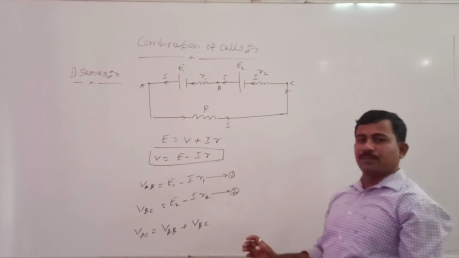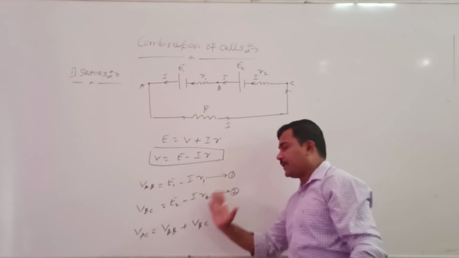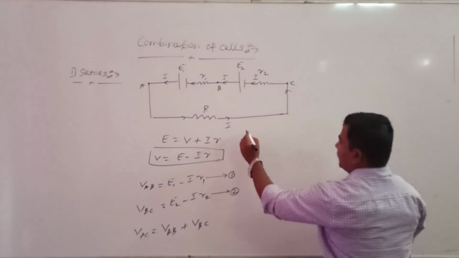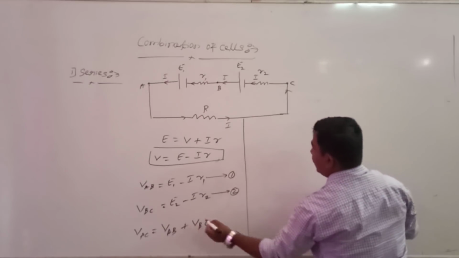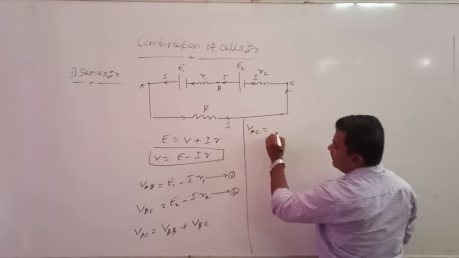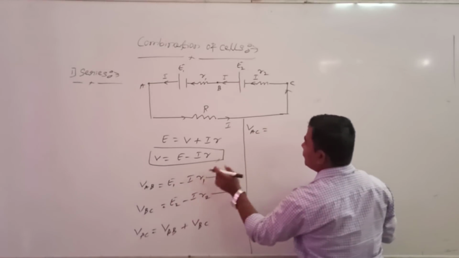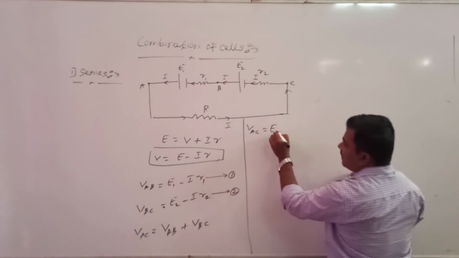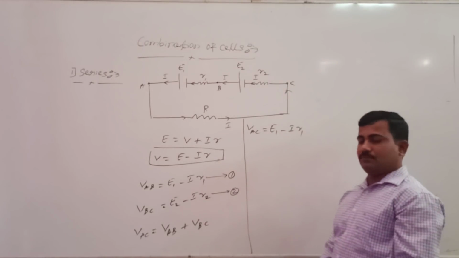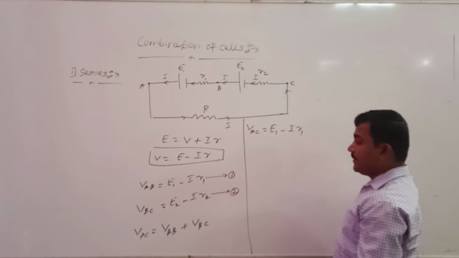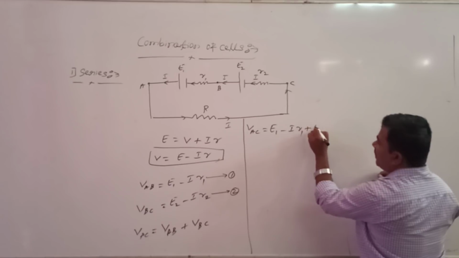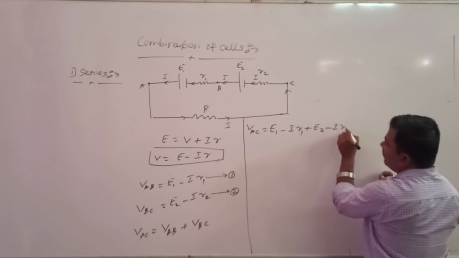According to superposition principle, from equation 192, this equation can be modified. Potential difference between A and C. VAB is equal to E1 minus IR1. Similarly, VBC is equal to E2 minus IR2.